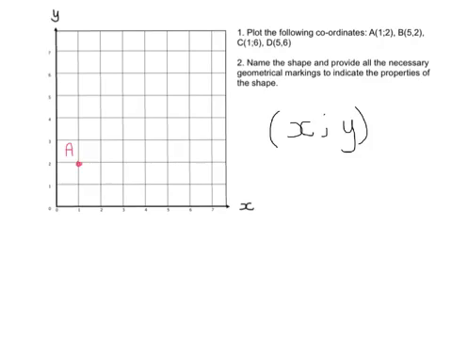Next one, B, is 5, 2, so I go back to 0, move across 5, and then it tells me to go up 2 to over there. So that's where I'm going to mark my point B.